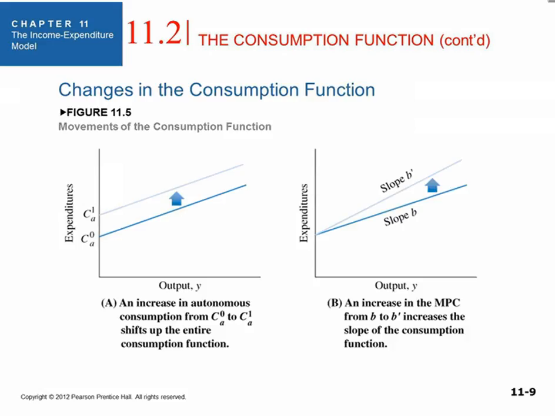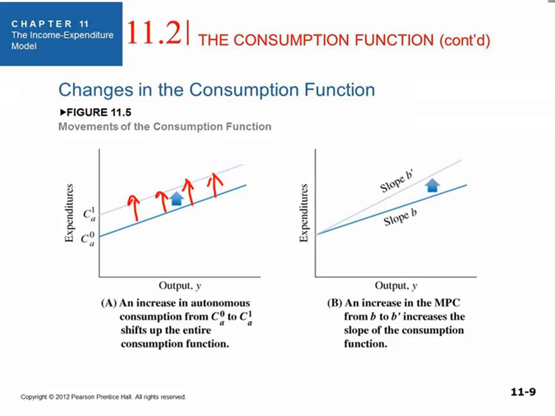In figure A, we have an increase in autonomous consumption. That's a shift vertically up in the consumption function. That might occur for two reasons. One would be the wealth effect. People feel wealthier, maybe their stock portfolio went up, or they found out their home value just increased, or something to do with their wealth. So if they feel wealthier, their autonomous consumption is going to increase.